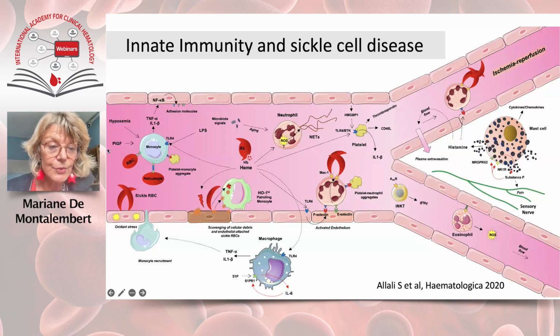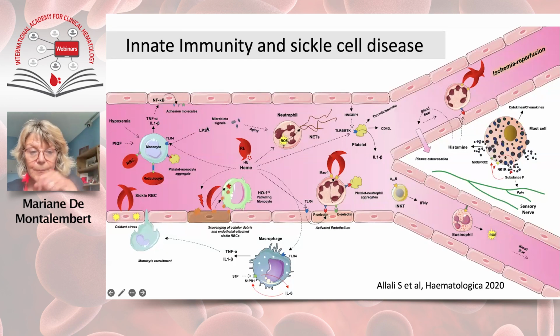Monocytes are activated by hypoxemia and platelet growth factor, through a relation with platelet-monocyte aggregates, so TLR4, through the NF-kappa B pathway, is responsible for production of adhesion molecules.